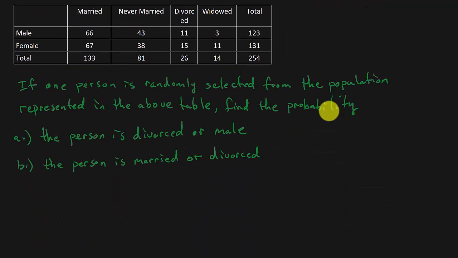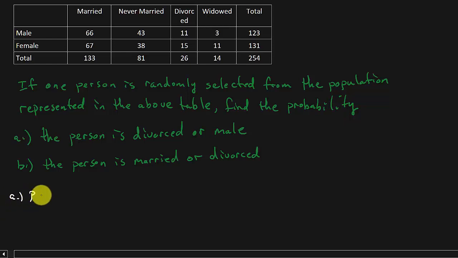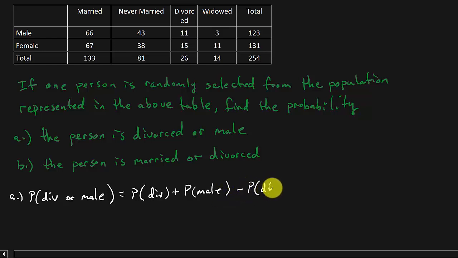All right. It says if one person is randomly selected from the population represented in the above table, find the probability. The person is divorced or male. Okay. So for part A, probability divorced or male is equal to the probability divorced plus the probability male minus the probability divorced and male. Okay.